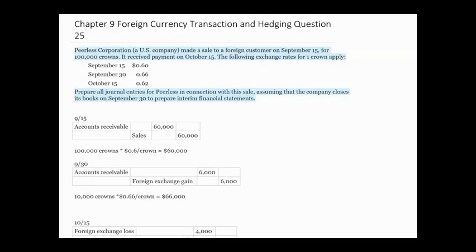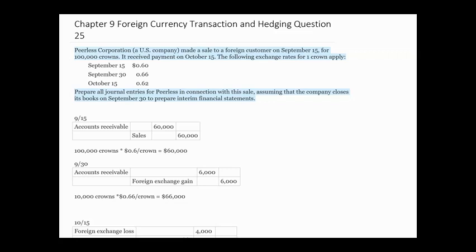Chapter 9. Foreign Currency Transaction on Hedging. Question 25. Peerless Corporation, a U.S. company, made a sale to a foreign customer on September 15th for 100,000 crowns, its foreign currency. It received payment on October 15th. The following exchange rate for 1 crown is applied.